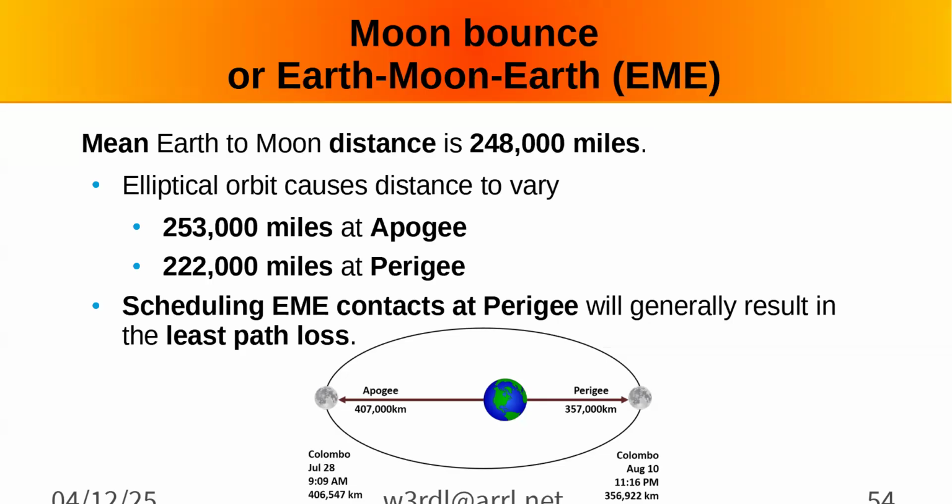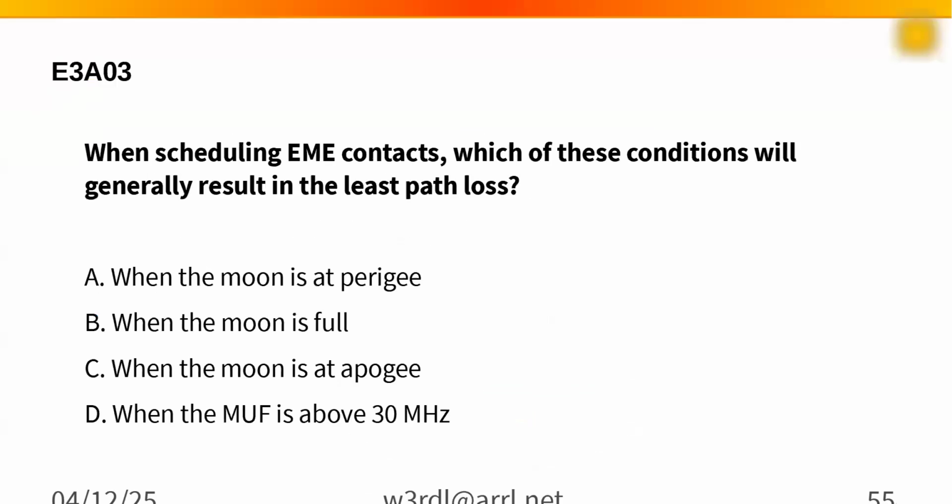It's not like a couple dB loss in your feed line. 10 to the minus 16. 17. When scheduling EME contacts, which of these conditions will generally result in the least path loss?